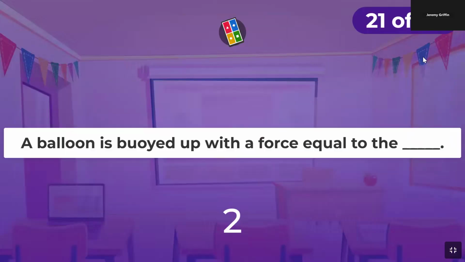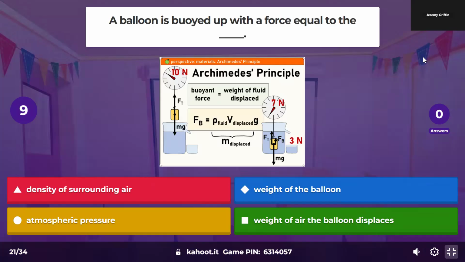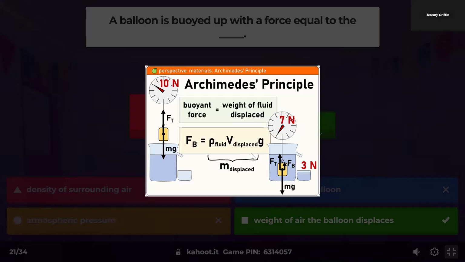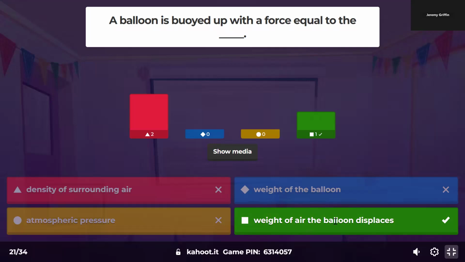A balloon is buoyed up with a force equal to the weight of air that the balloon displaces. And density and pressure are totally different units anyway. So if we're looking for a force, weight looks like a good start. The weight of the balloon is trying to pull it down. The weight of the air it displaces is holding it up. That's Archimedes' principle all over again. You guys good with Archimedes' principle? A balloon is buoyed up with a force equal to the weight of the displaced air.